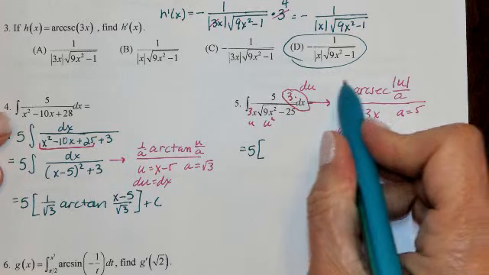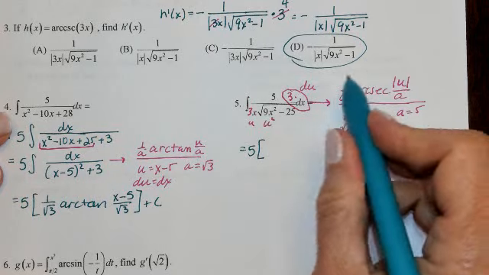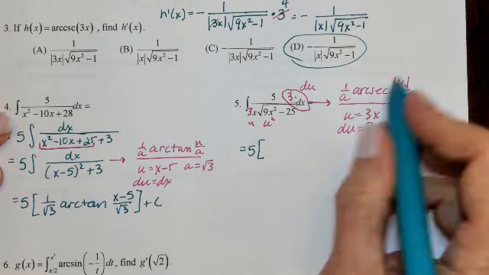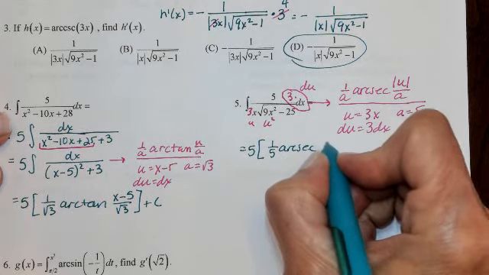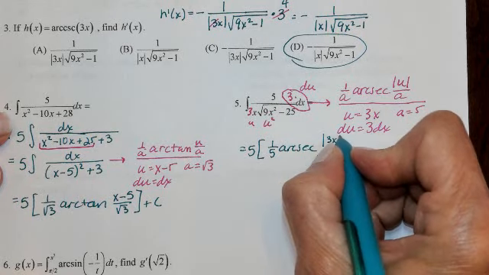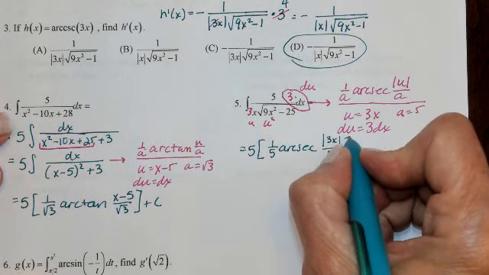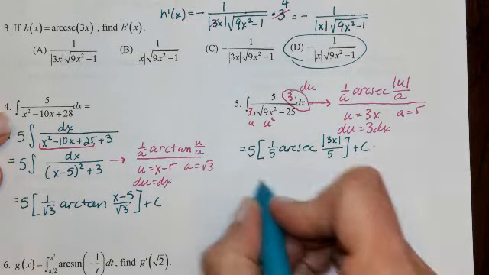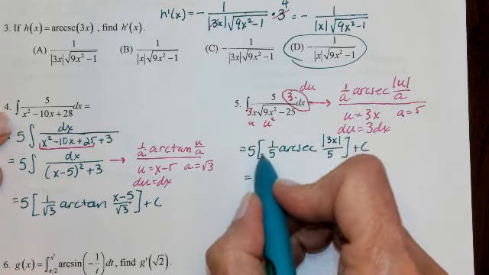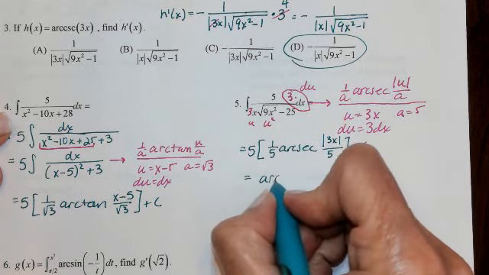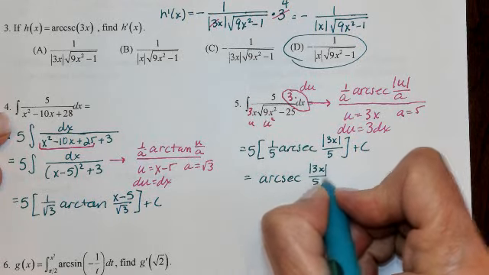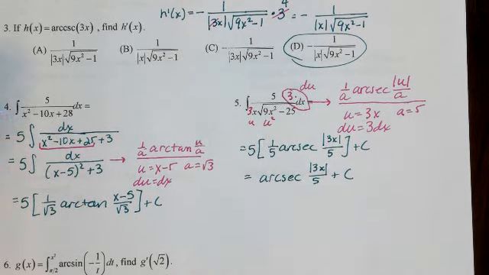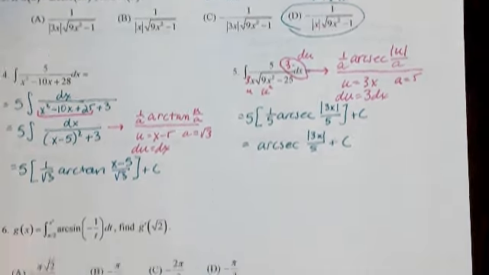And now we go and do our arcsecant form. So 1 over a, arcsecant, absolute value of u over a plus c. And as a multiple choice answer, they would multiply that 5 in. So this would just be arcsecant of absolute value 3x over 5 plus c.